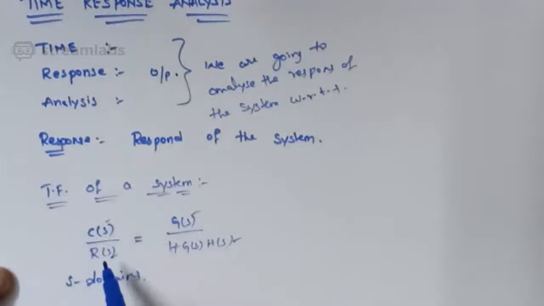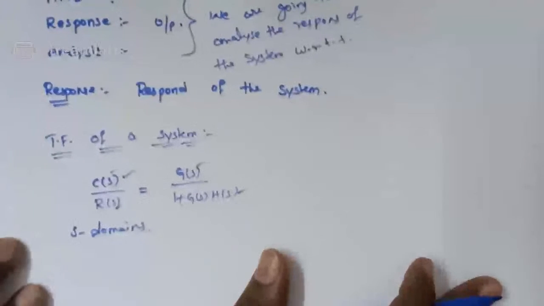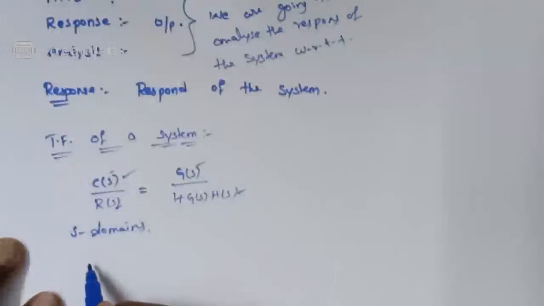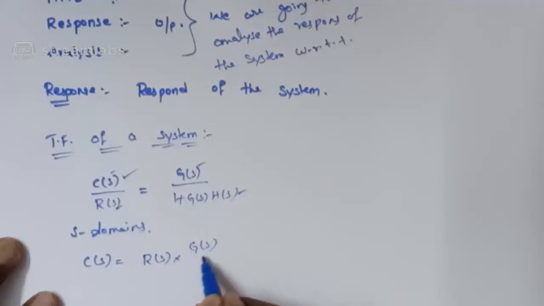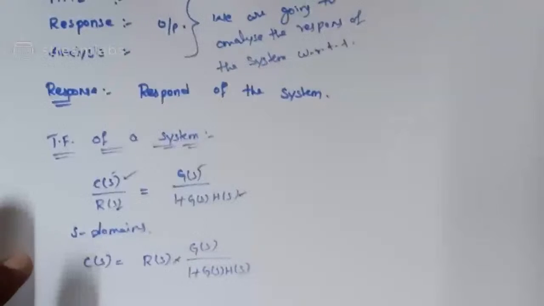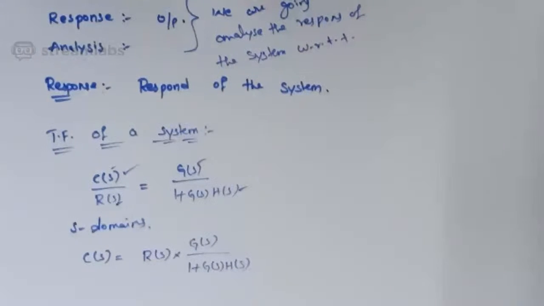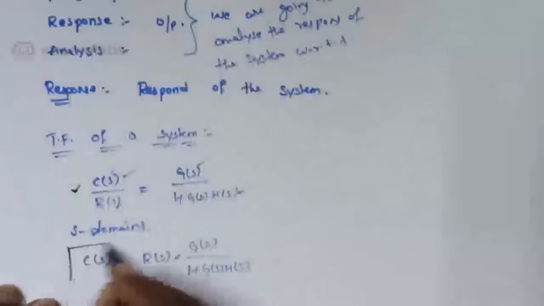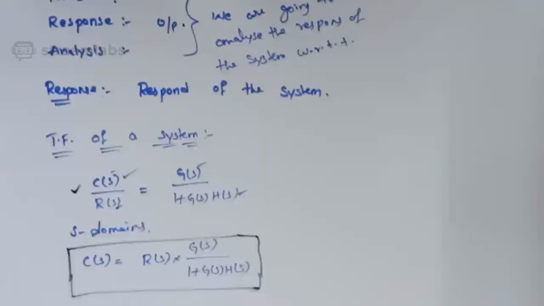Okay, that's why we are going to take that response itself. So C of s is equal to R of s into G of s by 1 plus G of s into H of s. You clearly understand how it comes? From this closed loop transfer function we can derive this expression. So here all the functions are in S domain.